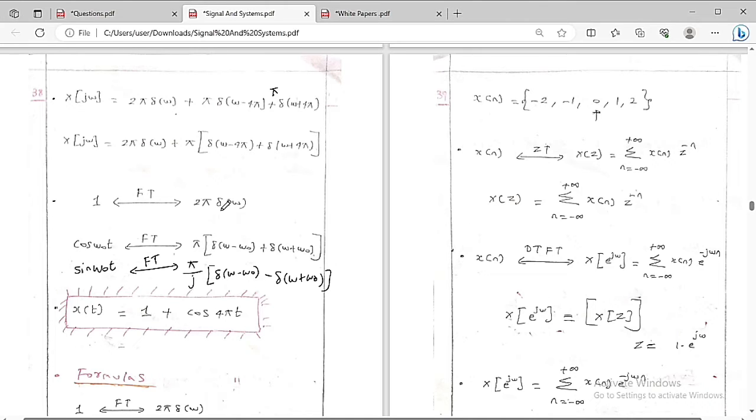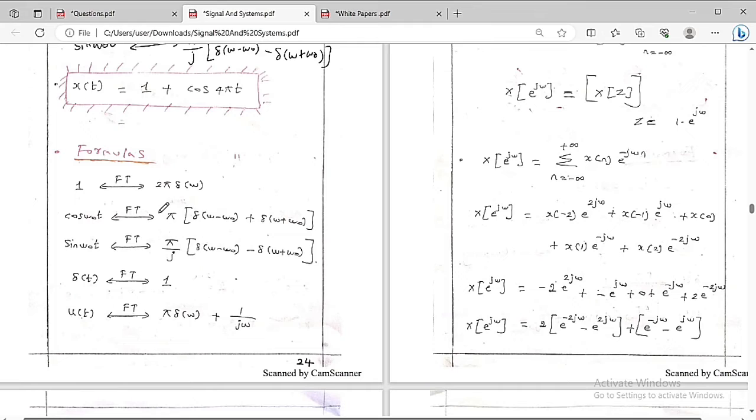You have to remember, for 1, the Fourier transform is 2 pi delta of omega. For cos omega naught t, the Fourier transform is pi times delta of omega minus omega naught plus delta of omega plus omega naught. And for sin omega naught t, the Fourier transform is pi by j times delta of omega minus omega naught minus delta of omega plus omega naught. You have to keep this in your mind.